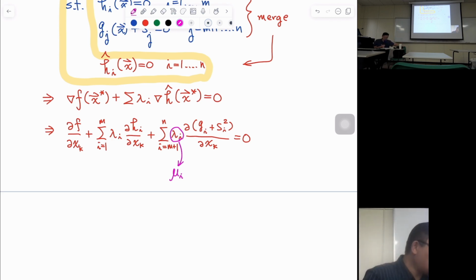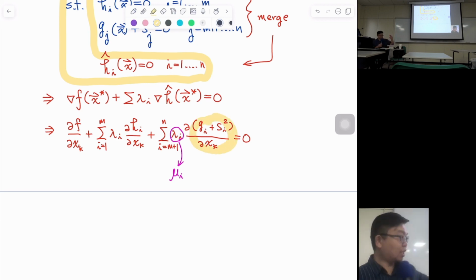So, after that, we do what? Okay, so let's focus on this partial derivative, this one. Does s have anything to do with x? s is the slack variable. It's a newly introduced variable. It has no relationship with x. It's not a function of x. So the partial derivative of s with respect to x_k equals to 0.